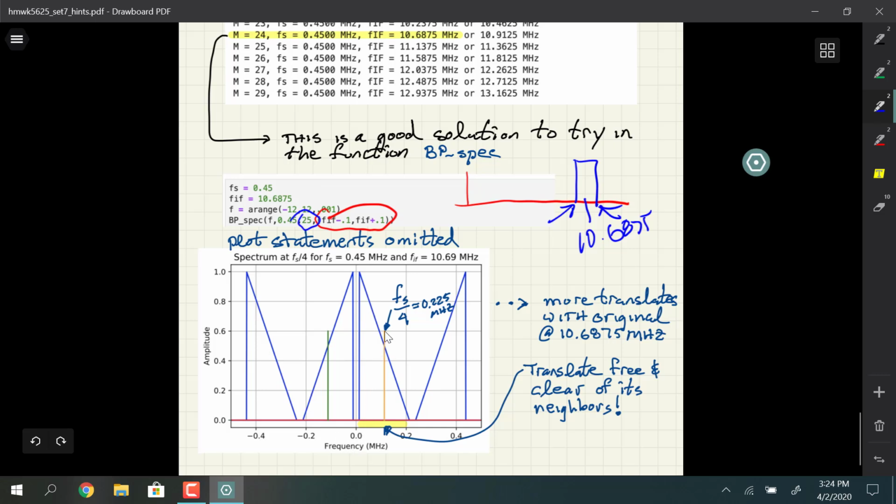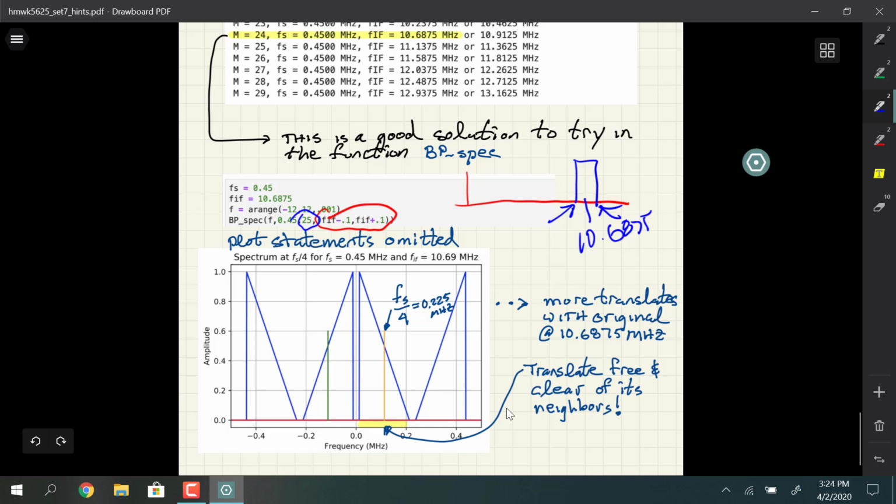And sure enough, I see exactly what I was hoping to see. I see right at Fs over 4, which is 0.225 megahertz, I've got one translate, and then on the other side of that, because it's a real signal, I have a symmetrical spectrum. And because I set the sampling rate above 0.4 megahertz, I have a little bit of a guard band in here in between all of the translates.